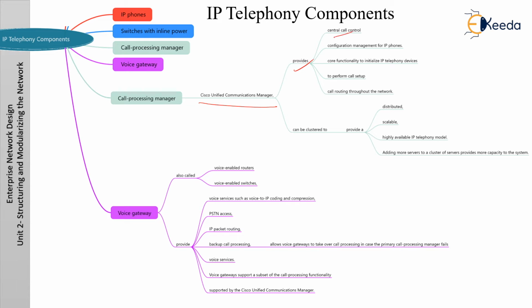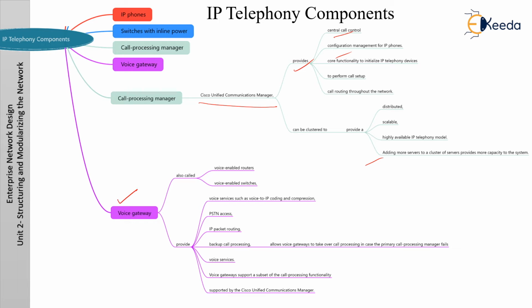It provides the core functionality to initialize IP telephony devices and to perform call setup and call routing throughout the network. Cisco Unified Communication Manager can be clustered to provide a distributed, scalable, and highly available IP telephony channel model, and adding more servers to a cluster of servers provide more capacity to the system.